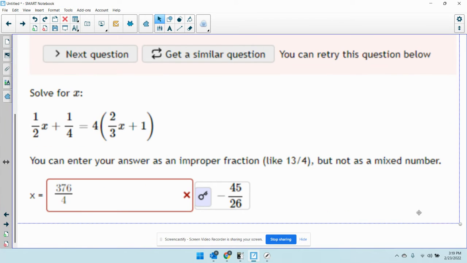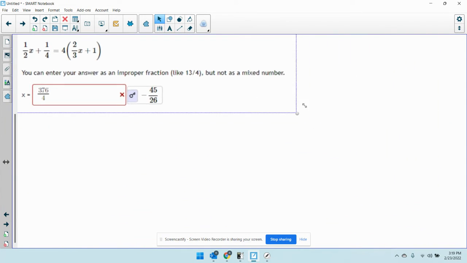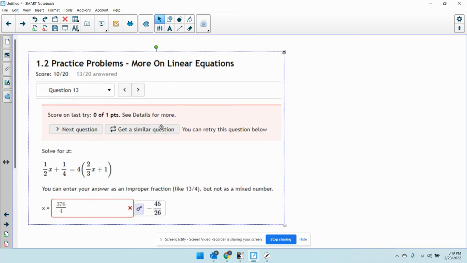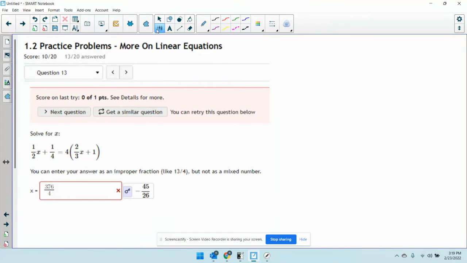Okay, let's look at this one first. I'm going to start by rewriting it. So I get 1/2 x plus 1/4 equals 4 times the quantity 2/3 x plus 1.